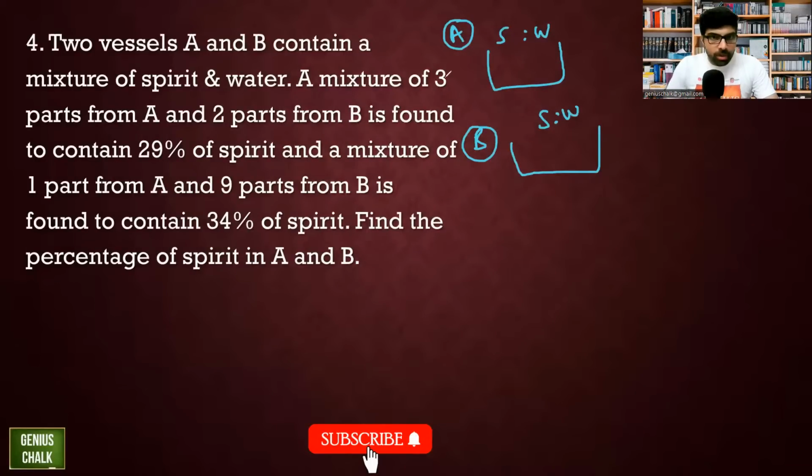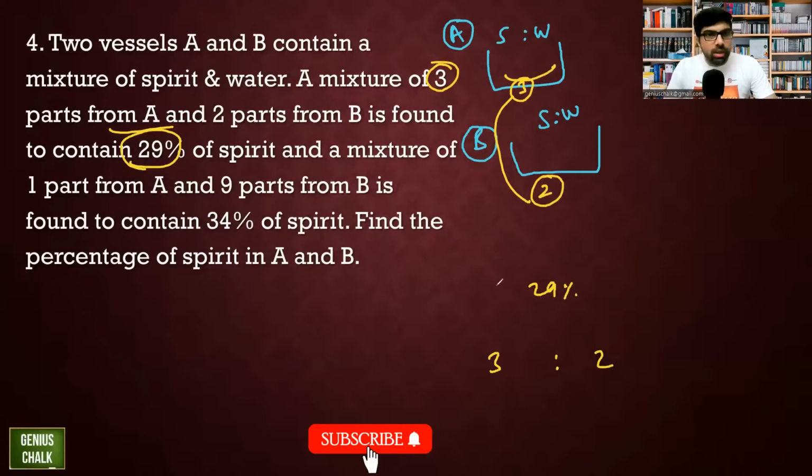From the first one, a mixture of 3 parts from A. So this is the total. From here, I'm drawing 3 parts. And a mixture of 2 parts from B. So 3 from the first and 2 from the second, the first time. So I can write 3 from the first, 2 from the second, and the overall contains 29% of spirit. So overall it's talking about spirit.